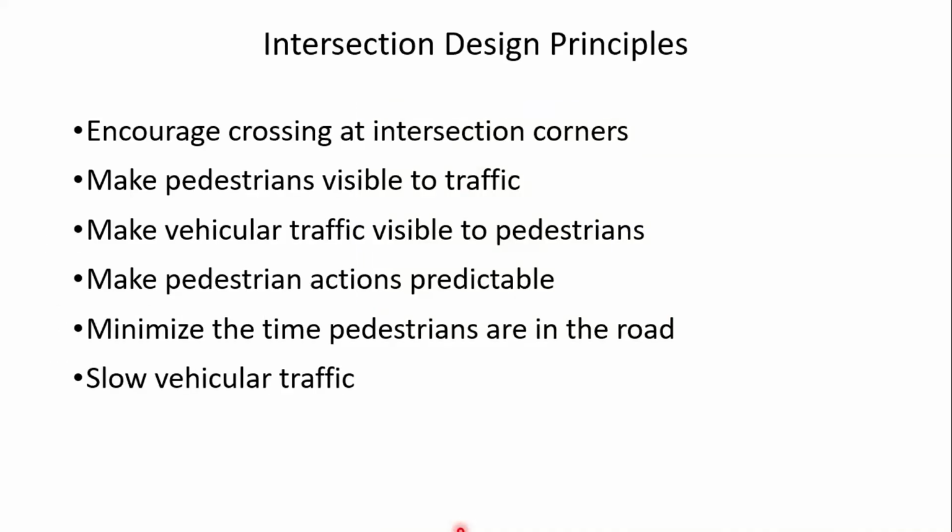Some intersection design principles. Encourage crossing at intersection corners. Make sure pedestrians are visible to traffic. Make vehicular traffic visible to pedestrians. So it goes both ways. Drivers should see pedestrians and pedestrians need to see vehicles. Try to make pedestrian actions as predictable as possible. Minimize the time pedestrians are in the roadway. We can do that by reducing crossing distances. And then maybe use some traffic calming mechanisms like reduced lane widths or other things to try to slow vehicular traffic.